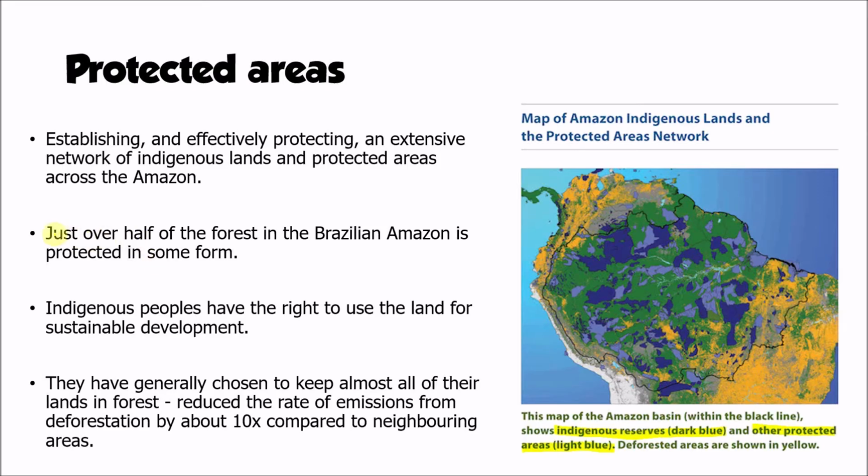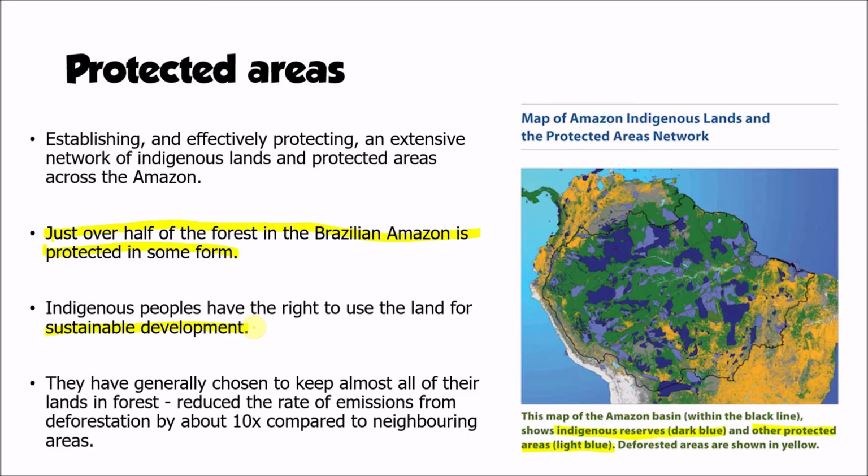So in terms of a figure, just over half of the forest in the Brazilian Amazon is protected in some form, either for indigenous people or as a national park or a special protected area. Those indigenous areas are really important because indigenous people still have the right to use the forest sustainably. Their way of life is very much dependent on living off the forest. So to say to those people that they couldn't use it at all would actually have been quite controversial.